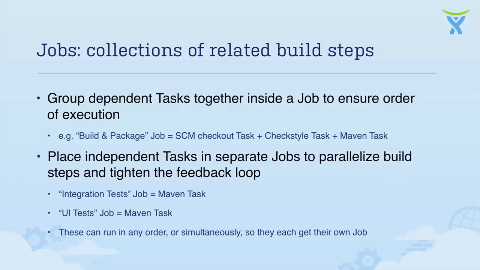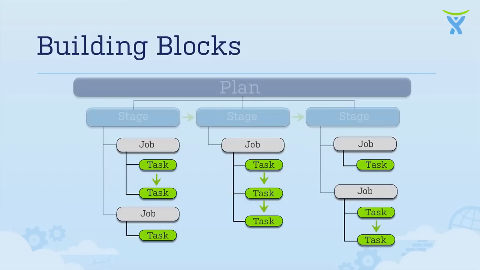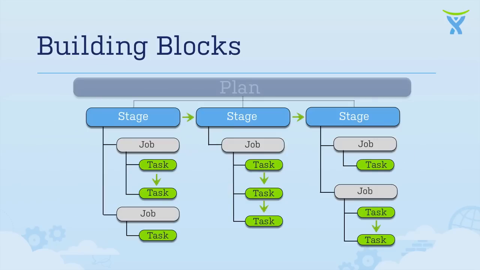You may have one task that runs integration-level tests and another that runs UI-level tests. To save time, you can put those tasks into separate jobs, allowing them to be run in parallel so long as there are enough build agents available to do so. Jobs execute in parallel inside their container, which we call a stage.